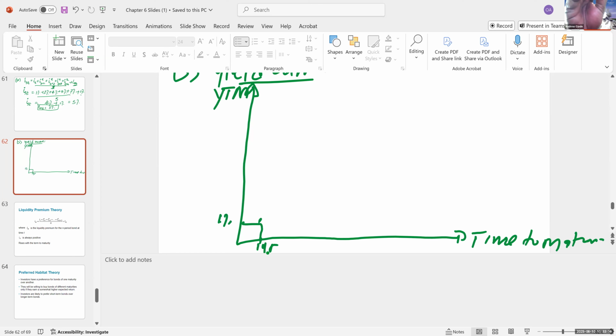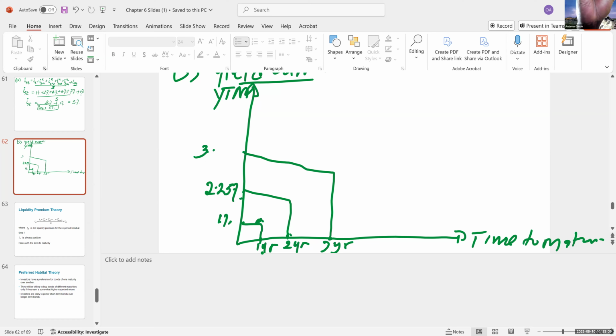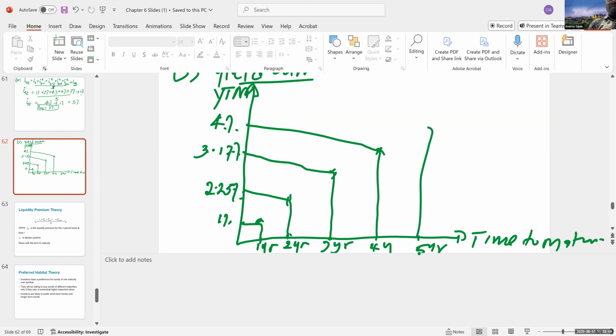Given in the problem. Then we calculated the interest rate on a 2-year bond, which we found to be 2.25%. The interest rate on a 3-year bond, which we found to be 3.17, I believe. The interest rate on a 4-year bond, which we found out to be 4%. And then the 5-year bond, we found it to be 5%. So you're getting these points. This is a rough plot. So that yield curve is going to be upward sloping.